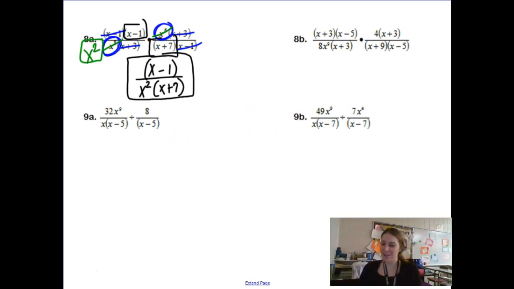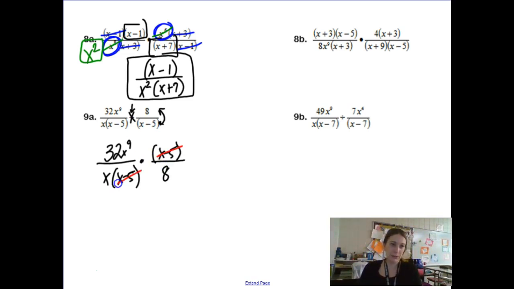Alright, 9a. So again, someone already factored it for me, so if that's my hang-up, get over it. Now I have to remind myself what to do when I divide. Remember, we don't divide, we change this to a multiplication problem by reversing and taking the reciprocal of the second fraction. So 32x to the 9th over x times x minus 5 is now multiplied by x minus 5 over 8. So now I can do some major cross canceling, I hope. 32 over 8 reduces to 4 over 1, which you can always reduce later if you have a tough time with that part.